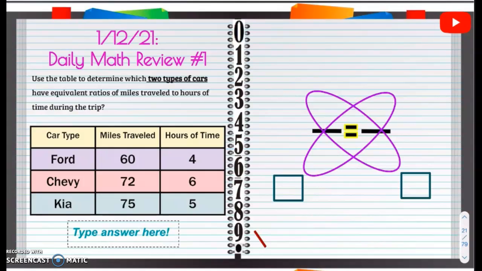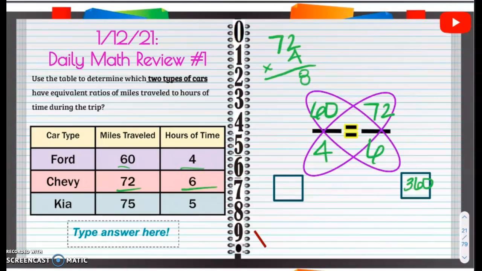So, what do we want to try? Let's try Ford and Chevy. So we're just doing trial and error. Ford is 60 to 4. Chevy is 72 to 6. When we multiply here, 60 times 6 is 360, because 6 times 6 is 36. Put that 0 in. 72 times 4: 4 times 2 is 8, 7 times 4 is 28. So 288. 288 and 360 is not correct, so it's not going to be Ford and Chevy. So let's try a different one.